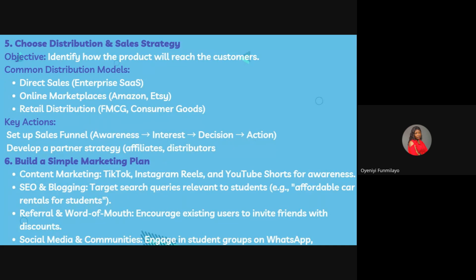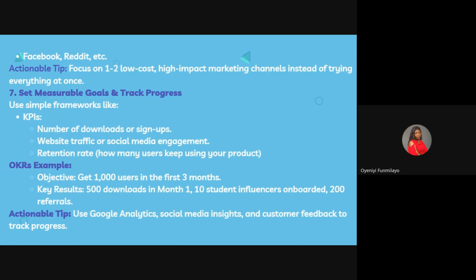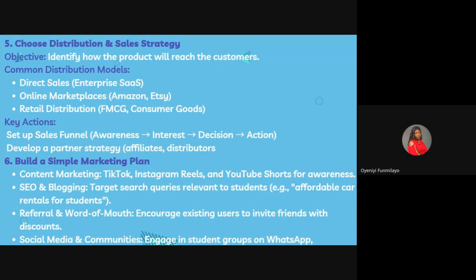We have social media and communities, right? So another way to build a marketing plan is through social media and communities. So you can engage with students, for example, in WhatsApp so that they can use your products. So what's the actionable tip you can do here to create a simple marketing plan?